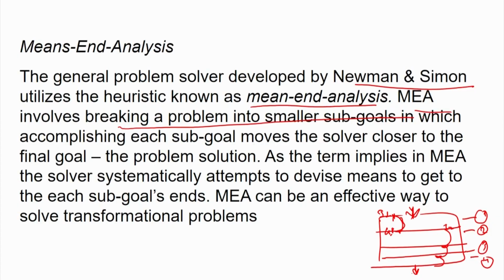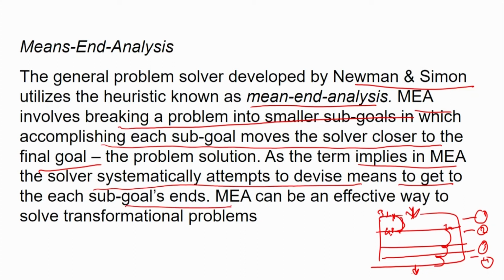So then the MEA involves breaking up the problem into several sub goals, in which accomplishing each sub goal moves the solver closer to the final goal of the problem solution. As I said, if you break this huge problem into smaller problems and solve it one by one, or solve parts of it one by one, you will finally arrive at the solution. As the term implies, in MEA the solver systematically attempts to devise means to get to each sub goal's end. MEA can be an effective way of solving a transformational problem.